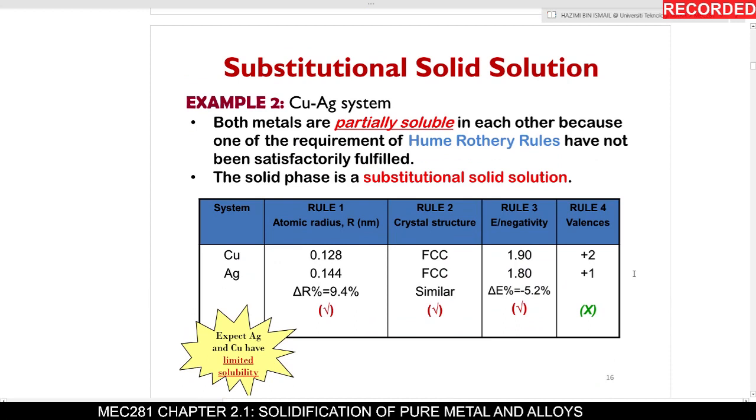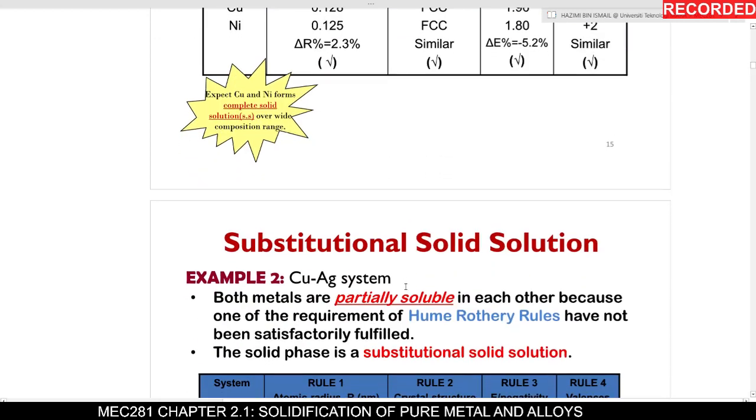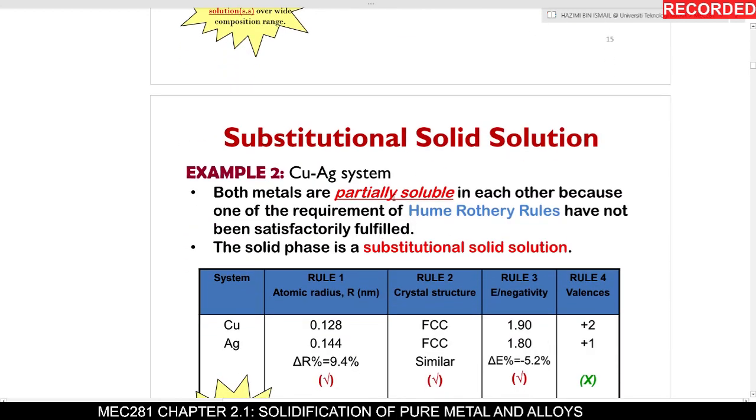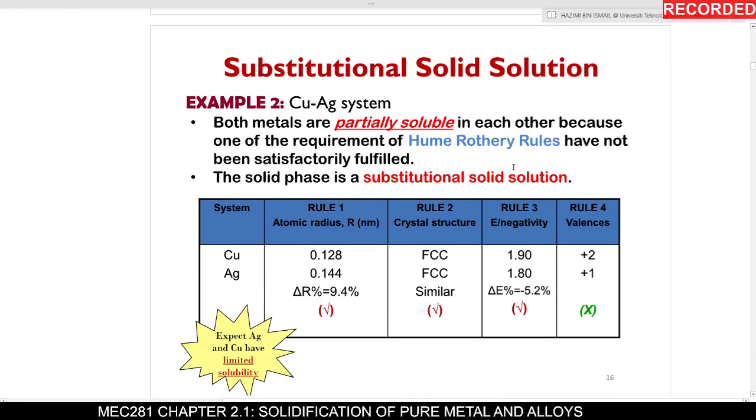The copper and argentum. Both metals are partially soluble in each other. It is not completely soluble compared to this one, it is just partially soluble. Why? Because they do not check all the rules. Only some of the rules are fulfilled here.